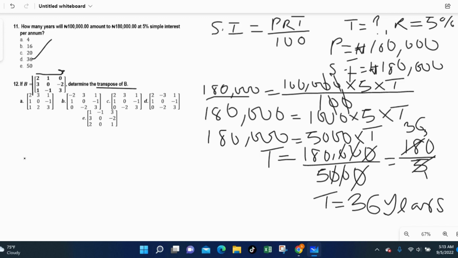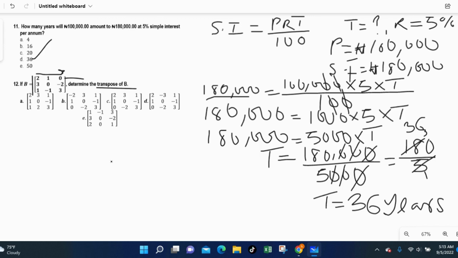Now, this is a 3 by 3 matrix where we have the first row, the second row, and the third row. We also have the first column, the second column, and the third column. This is the row. We have the second row, and we have the third row. Now, we are going to interchange the row with the column to give us the transpose of our matrix. Now, let's see how we go about that.